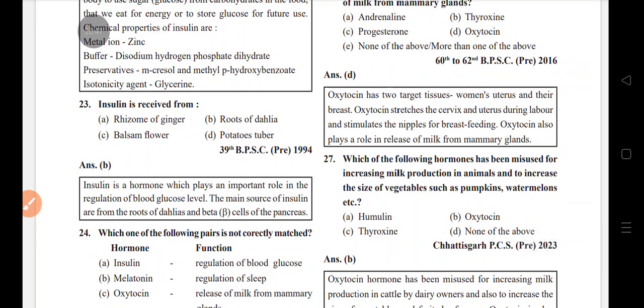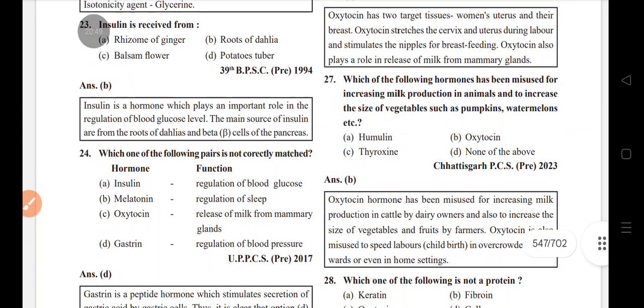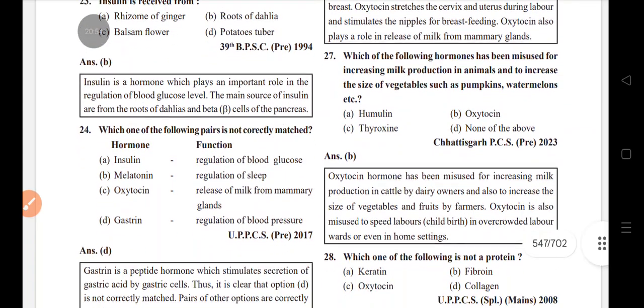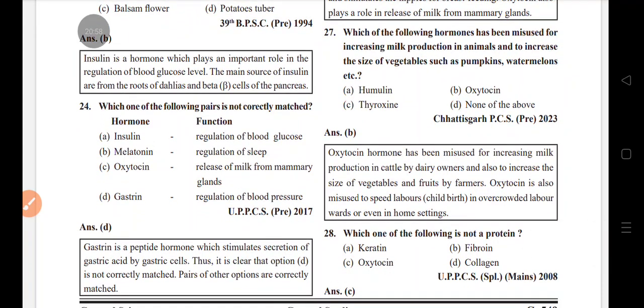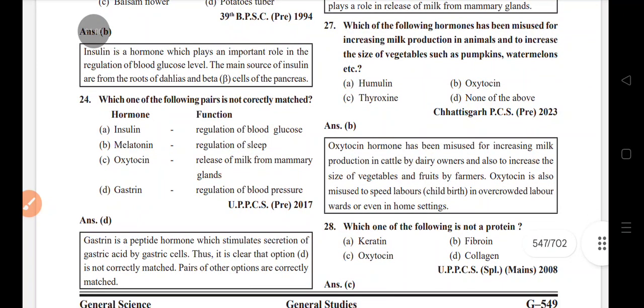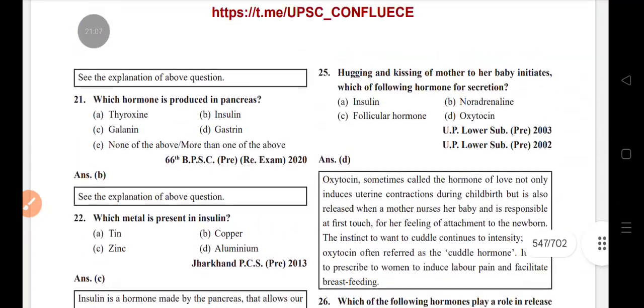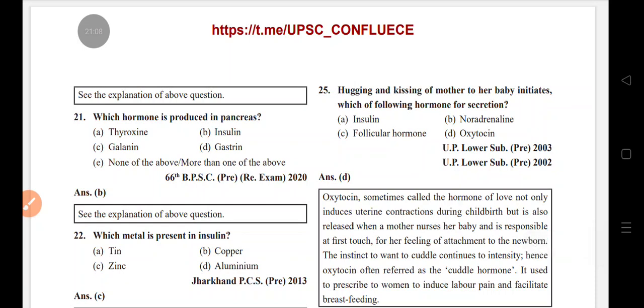Which of the following pairs is not correctly matched? Gastrin, regulation of blood sugar; insulin, regulation of blood glucose; melatonin, regulation of sleep; oxytocin, releases milk from the mammary gland. Gastrin is a peptide hormone that stimulates secretion of gastric acid by gastric cells. Hugging and kissing of a mother to her baby initiates oxytocin.